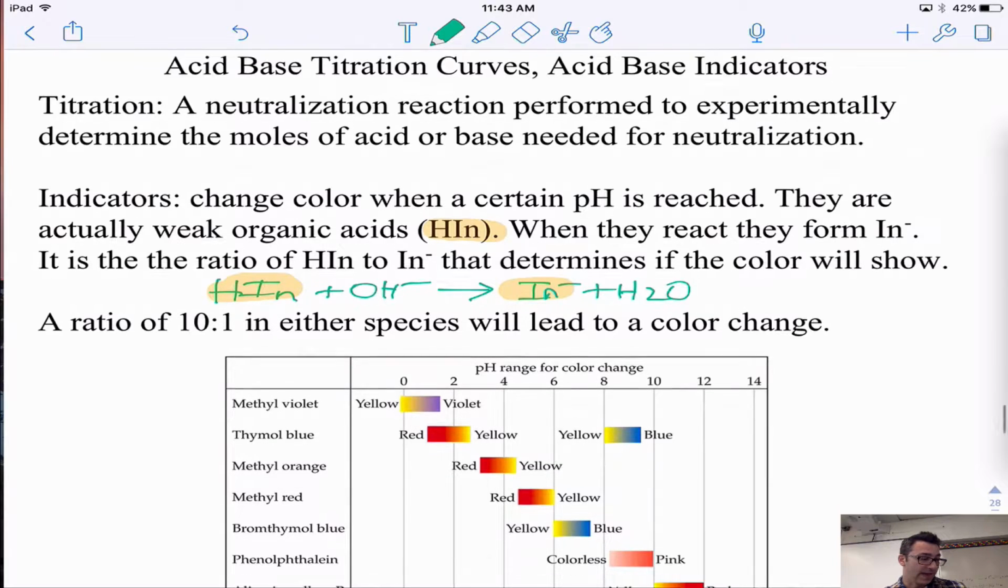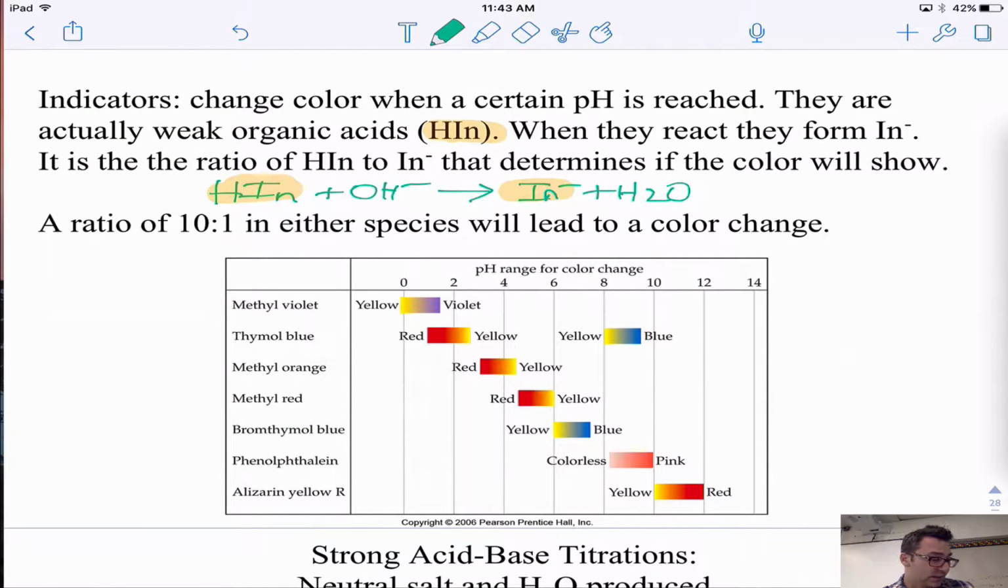And so we can see here that when we have something like methyl violet, when it's yellow, the pH is lower. And that means that there are more H+ ions in solution. That most likely means that the HIn form is where it's yellow, and the In- form is where it is violet. Now this color change starts to take place where you get a huge change in the ratio between the HIn and the In-.